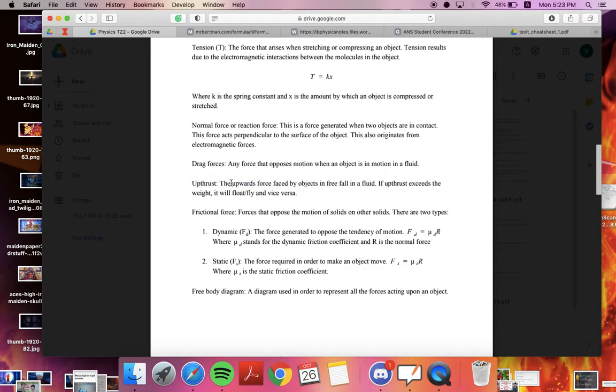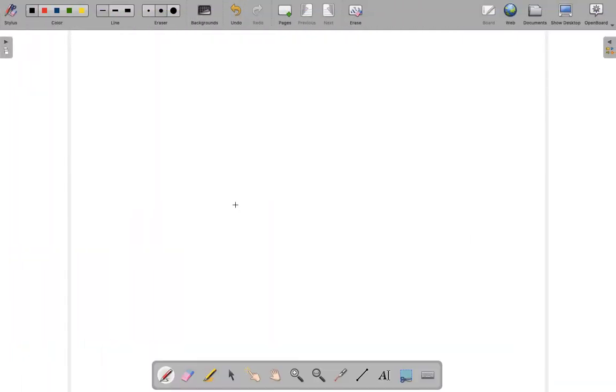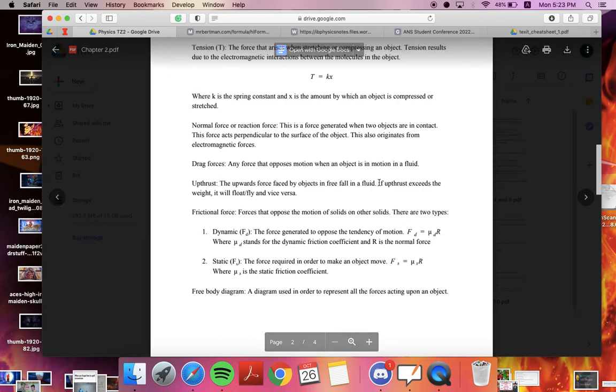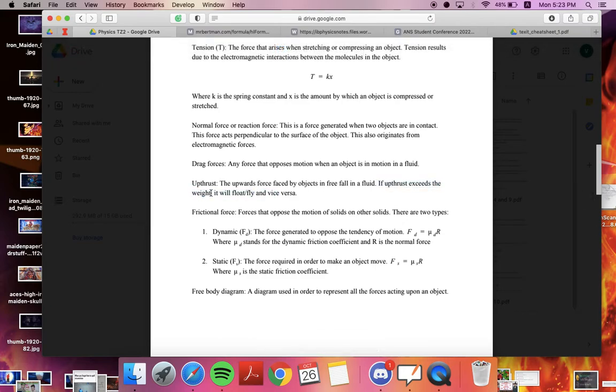Upthrust. Upthrust is an upward force faced by objects in free fall in a fluid. So let's say when you're falling from the sky, or you're sinking in water, you face some kind of upthrust. Also, if the upthrust is stronger or exceeds the weight, meaning it has a larger magnitude than weight, then the object will float or fly. And vice versa, if the weight is larger than the upthrust, then the object will sink or fall.